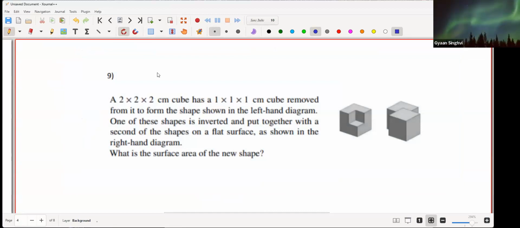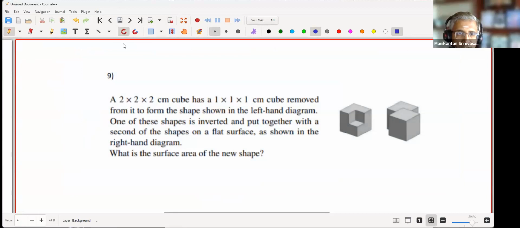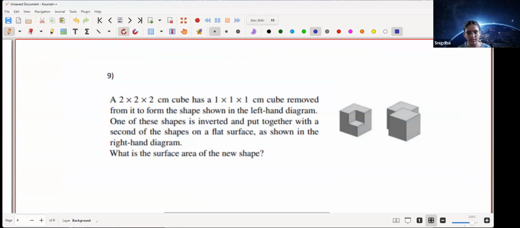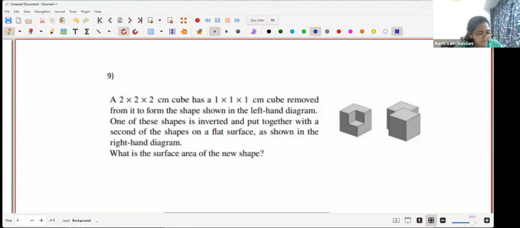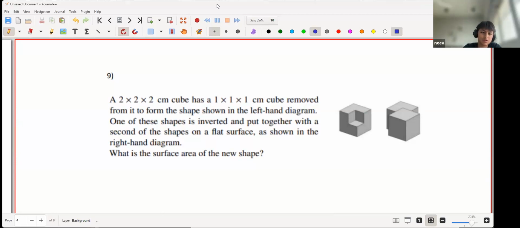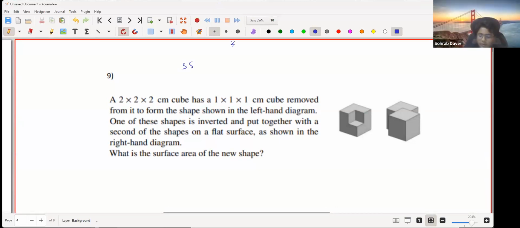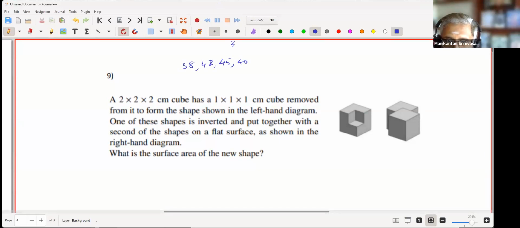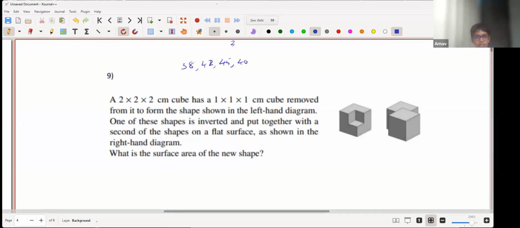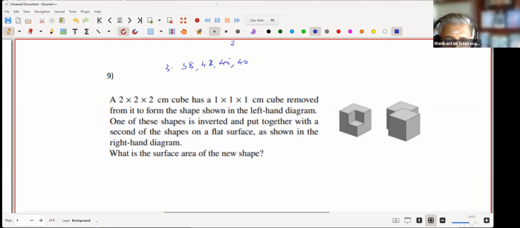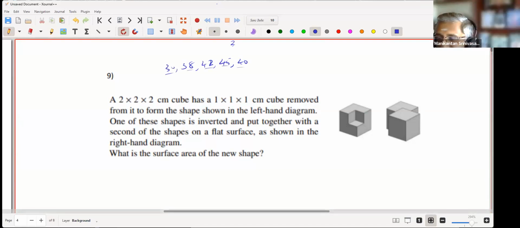So I got 42. Okay. Others, Rachit, what did you get? I also got 42. I got 38. Even I got 38. Okay, 32 and 38 and 42. Any other answers? I got 45. 38, 42, 45, 40. Okay. All right, so let's discuss. I got 30. Oh, wow, 5 answers: 30, 38, 42, 45, 40.